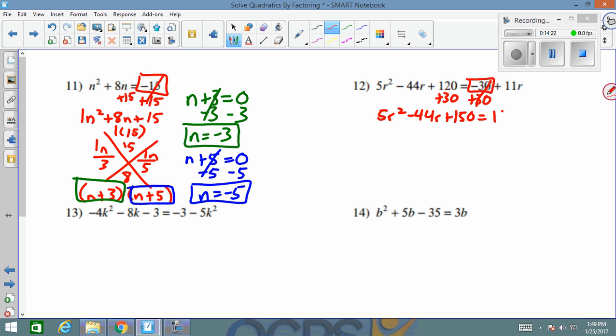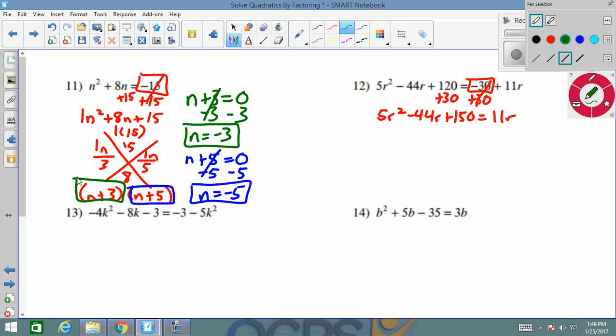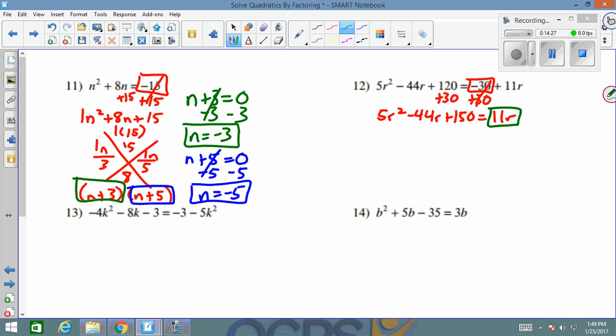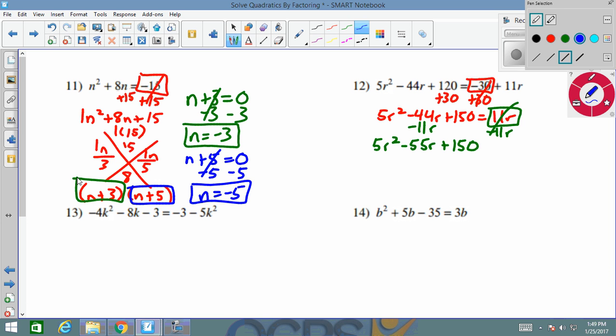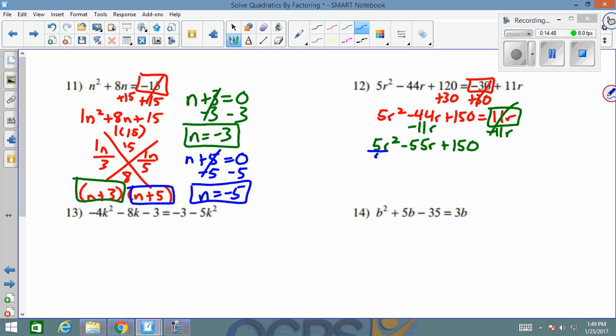Those cancel out, and it's equal to 11r. We still have something on the right-hand side, though. We still have this 11r. So since it's positive, we need to subtract it, and it's going to combine with the 44r because that's its like term. So we're going to line those up. So we're going to have 5r squared minus 55r plus 150. They're all divisible by 5, so remember when they're all divisible by a number, we need to do that. So we're going to divide them all by 5, and we get 1r squared minus 11r plus 30.